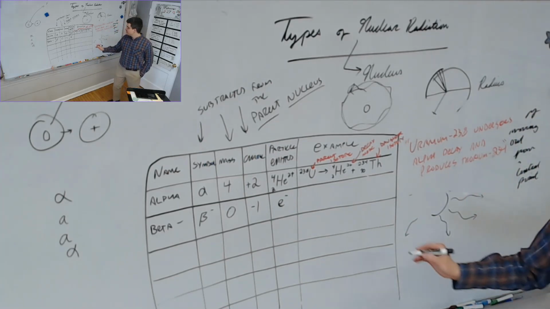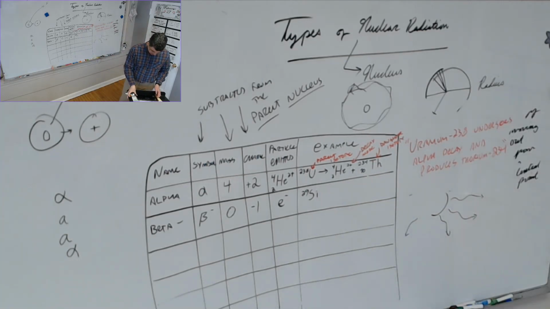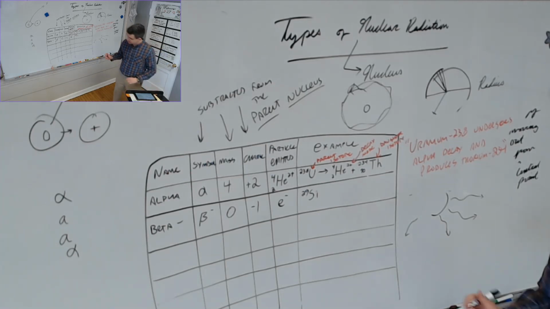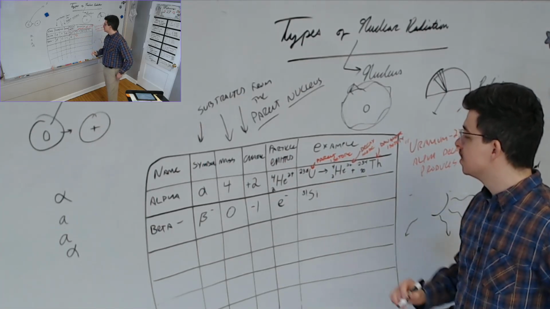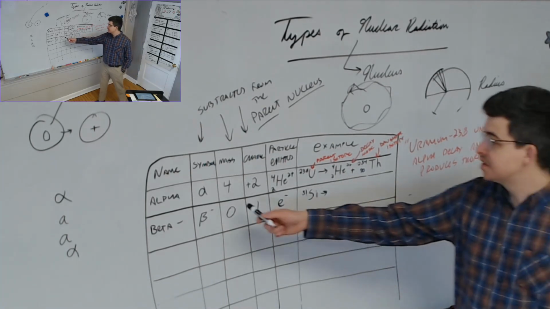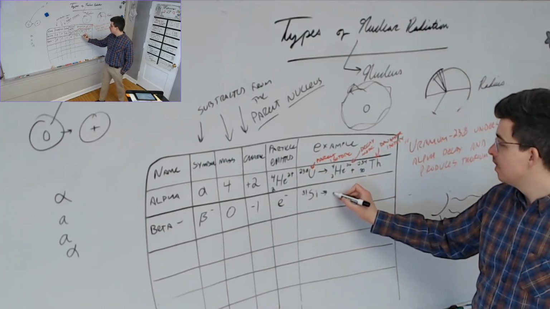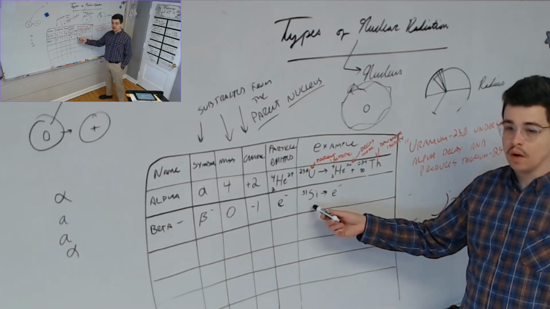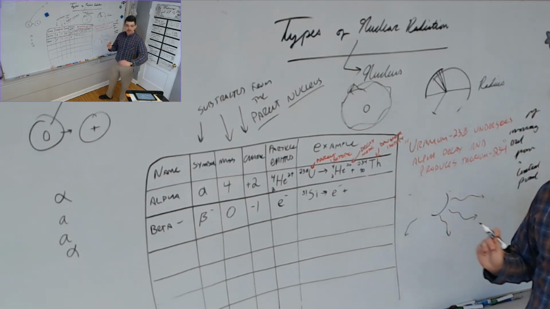So in this case, we have silicon 29, I believe it's 29. Let me actually check here. These are the ones I needed the iPad for to get some examples. It's not 29, it's 31. Silicon 31 undergoes, and we can write this either in its symbol, beta minus, or its particle emitted. I'm going to put particle emitted. So silicon 31 undergoes beta minus, releasing an electron, and becoming, now check it out.